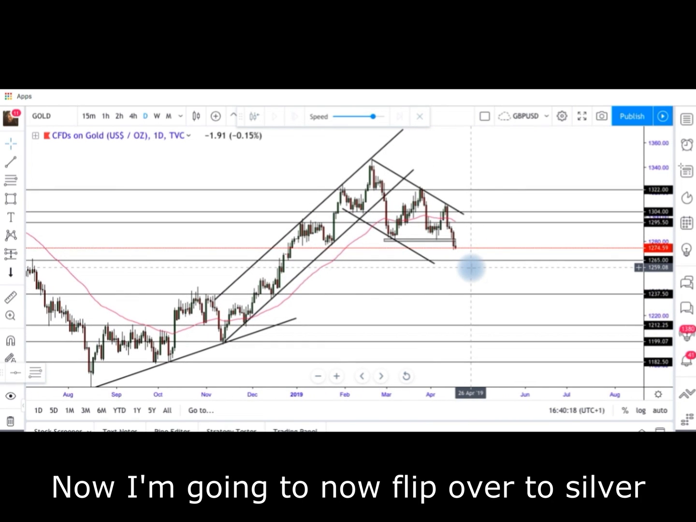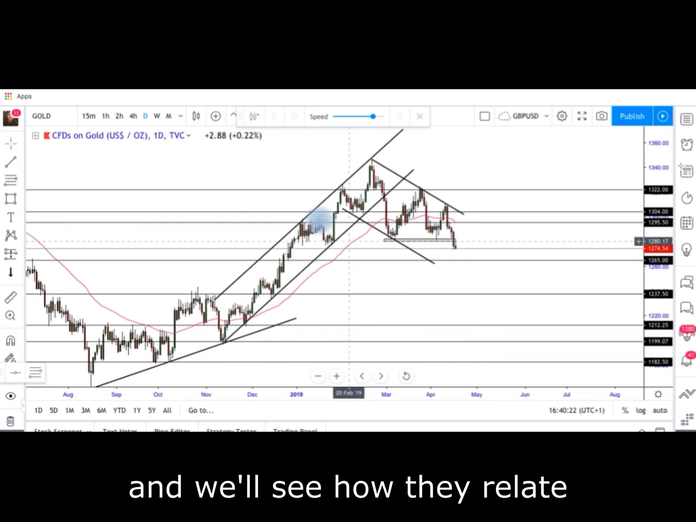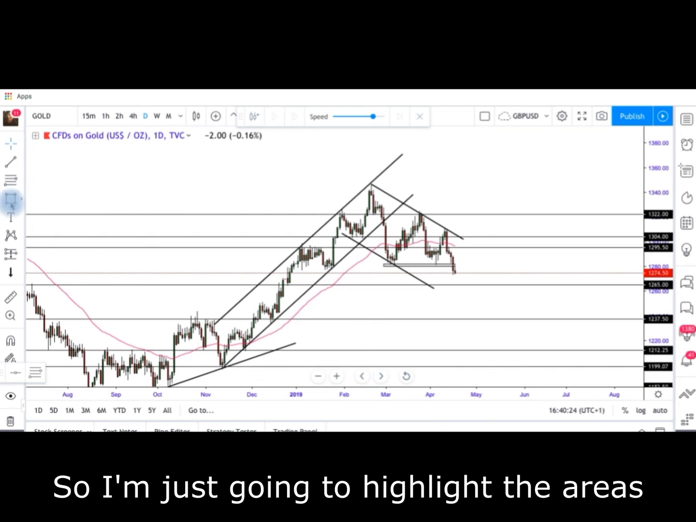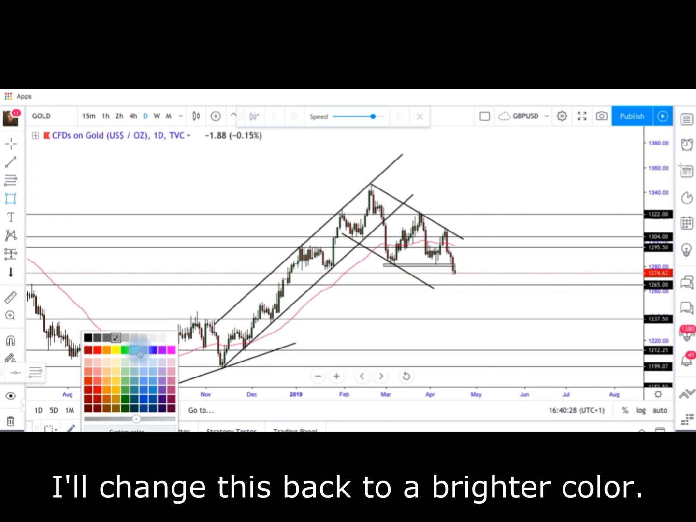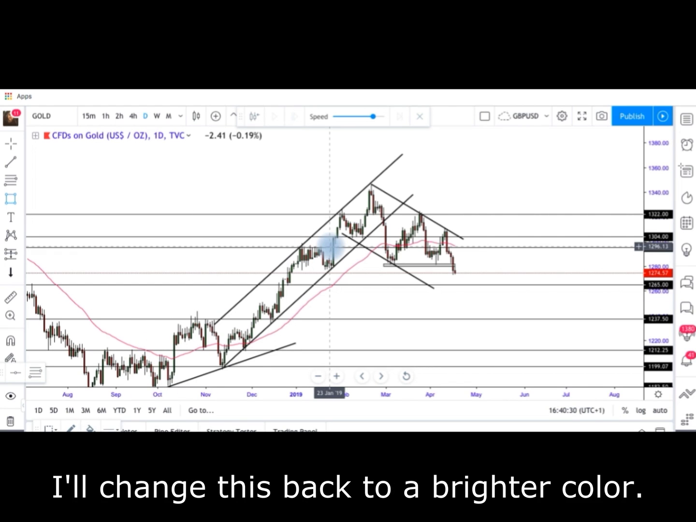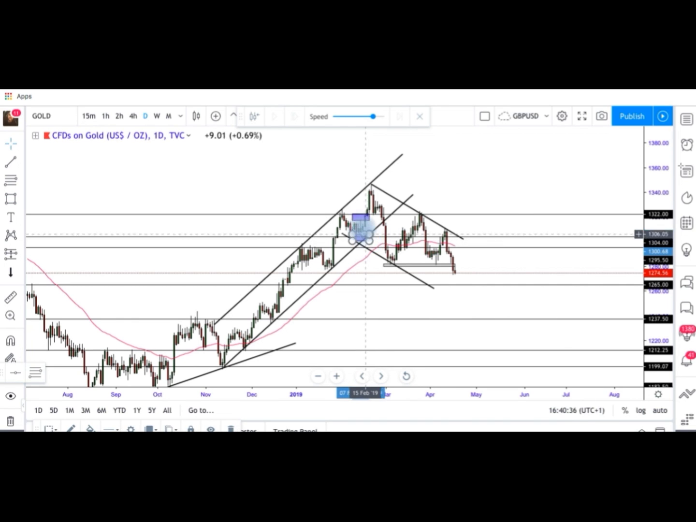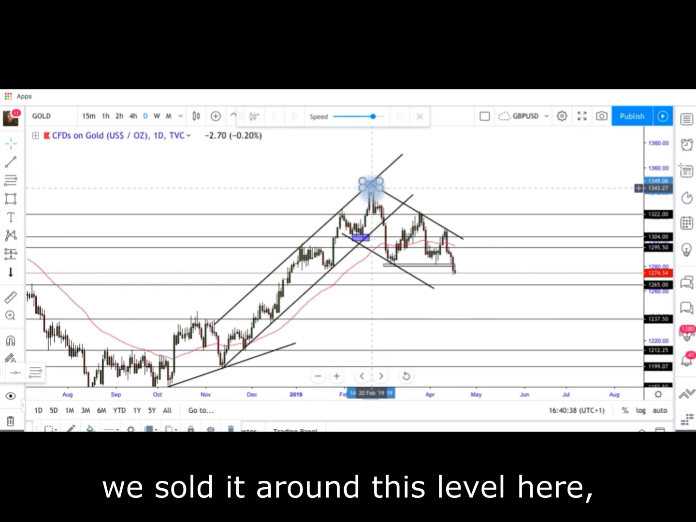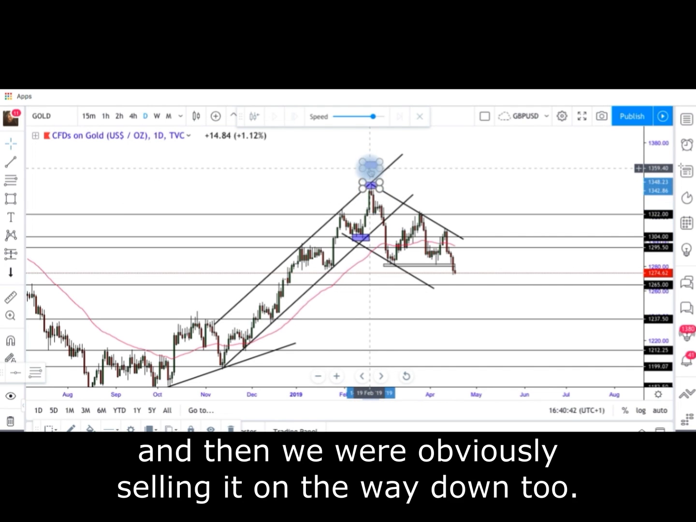Now, I'm going to flip over to silver and plot some levels on silver, and we'll see how they relate to the points that we bought and sold. So I'm just going to highlight the areas that we either bought or sold this. I'll change this back to a brighter colour. So we bought it here, okay? We sold it around this level here, and then we were obviously selling it on the way down too.